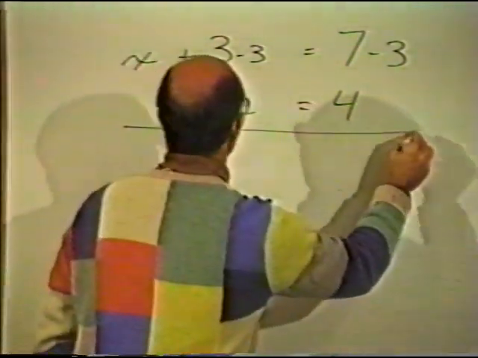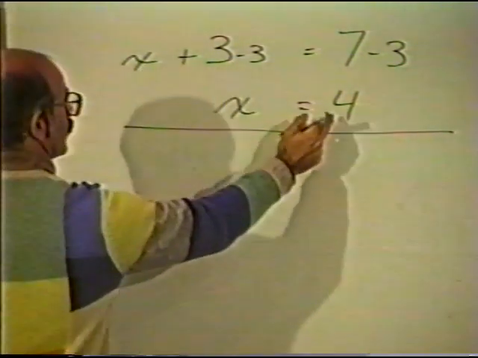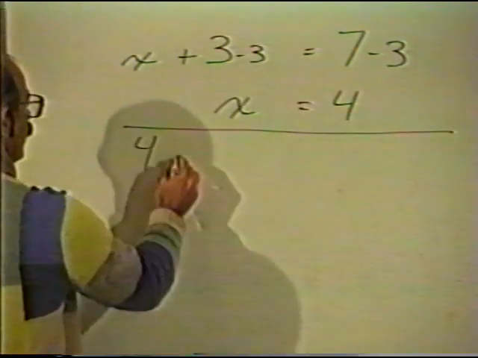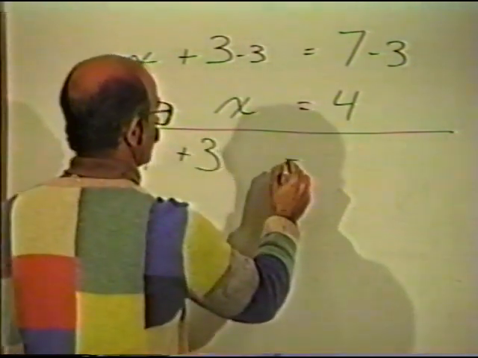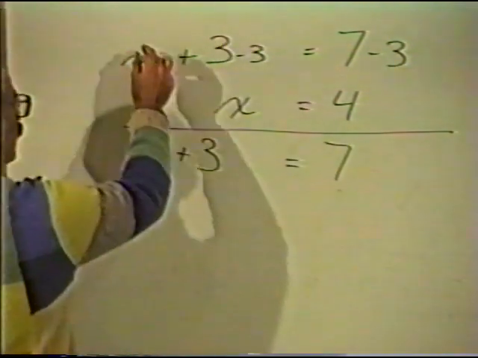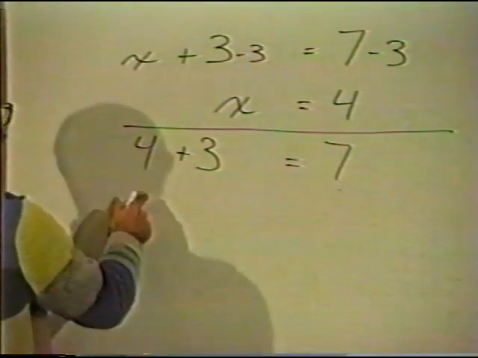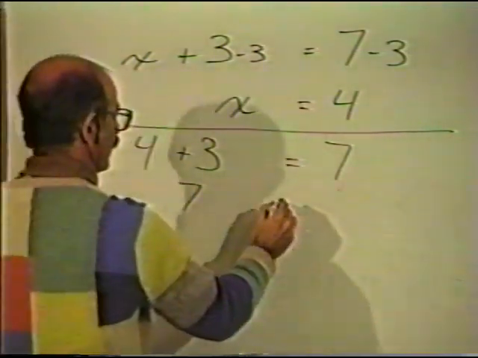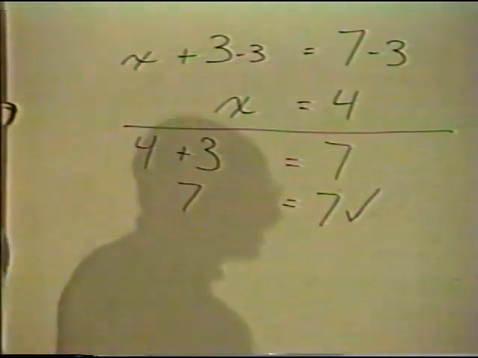Now we do the check. X, we found out, is 4. We put that in. 4 plus the 3 is supposed to equal 7. Here's our original equation, and we've just substituted 4 for x. Well, what does 4 plus 3 equal? 7. 7 equals 7. Yes, we got it right.